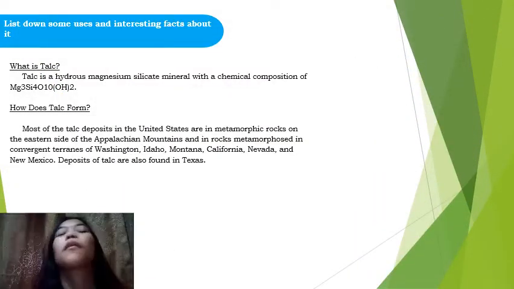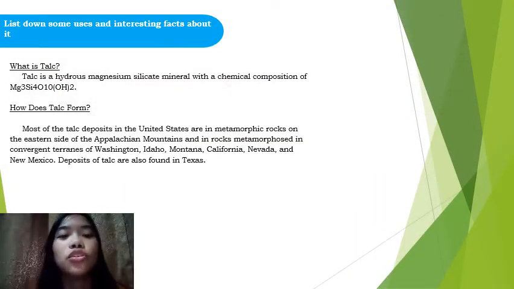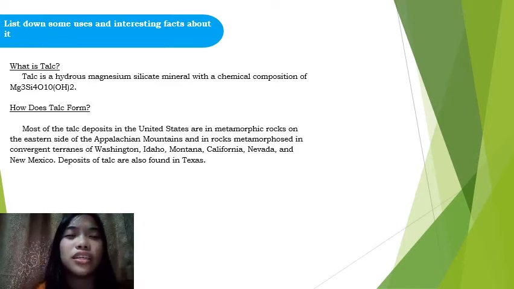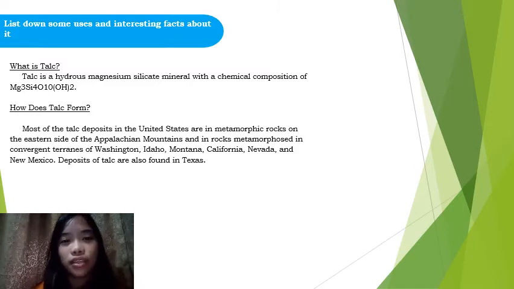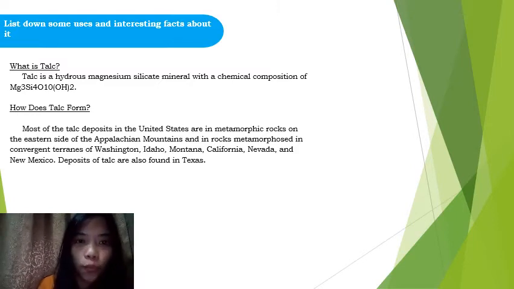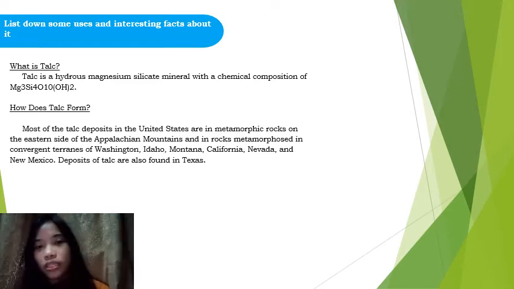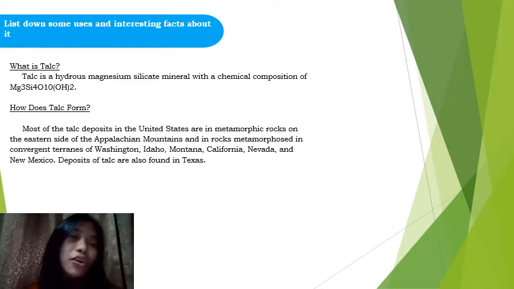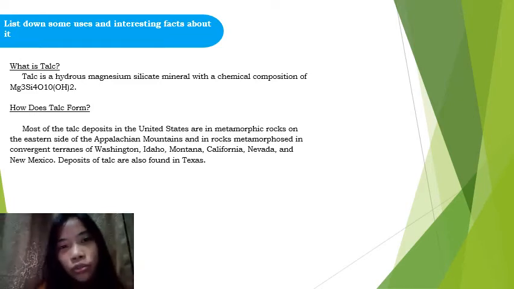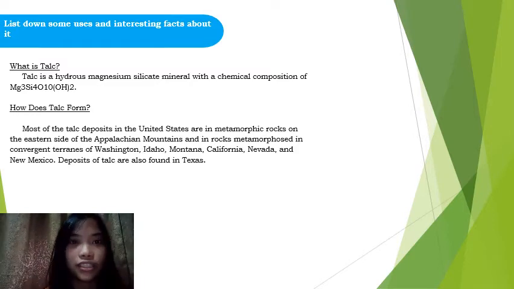What is talc? Talc is a hydrous magnesium silicate mineral with the chemical composition Mg3Si4O10(OH)2. Talc is usually green, white, gray, brown, or colorless. It is a translucent mineral with a pearly luster.